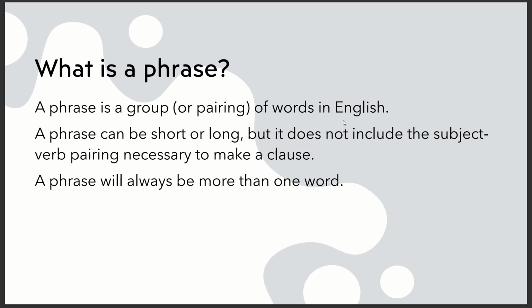What is a phrase? Now, a phrase is a group, or a pairing of words in English. A phrase can be short or long, but it does not include the subject-verb pairing necessary to make a clause. As we all know, each clause in the English language needs to have at least one subject and one verb, hence the name subject-verb pairing. But a phrase does not need that because it's not actually a clause and it's not a sentence.